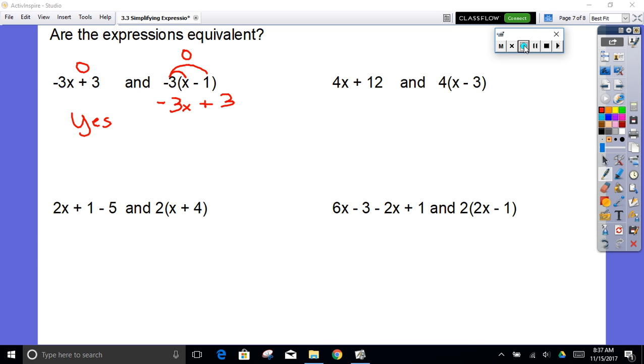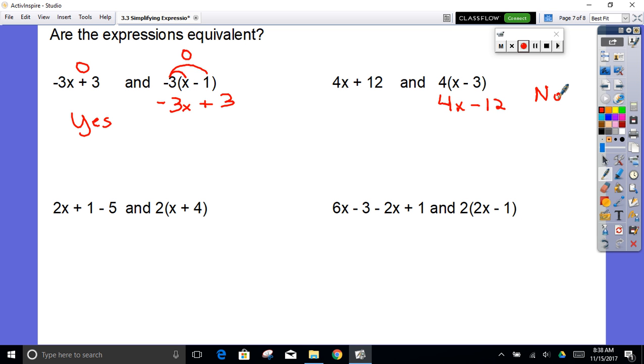Okay, let's take a look at these. Riley, 4x plus 12 and 4 times the quantity x minus 3, are they equivalent? No. Why not? What do you get when you simplify 4 times x minus 3? I got 4x minus 12. Good. And 4x minus 12 is not the same expression as 4x plus 12, so the answer is no. A lot of times when I give you these problems to do on tests or on your exit ticket coming up, it will say, are the expressions equivalent? Prove your answer, so it's not sufficient just to tell me yes or no. I noticed some of you just had yes or no written down. You have to prove why by simplifying the expression.